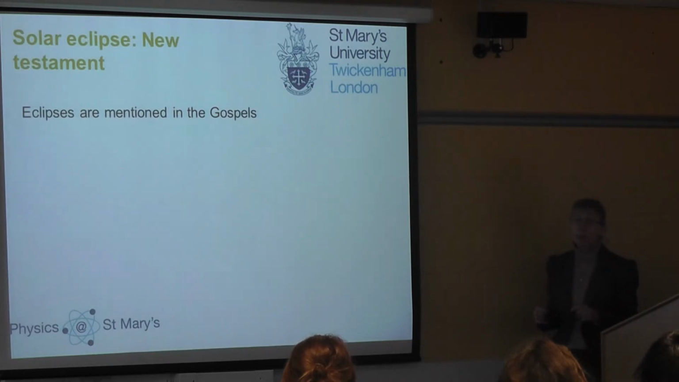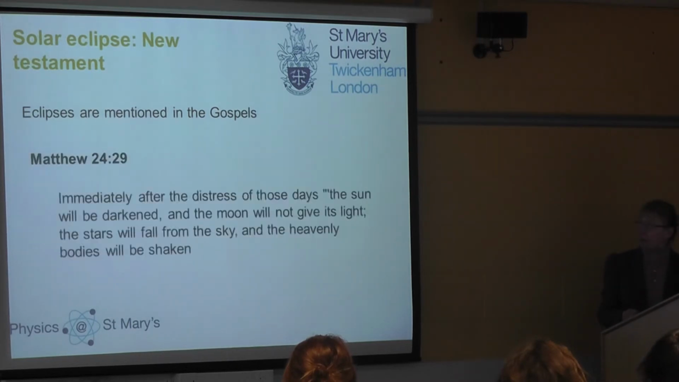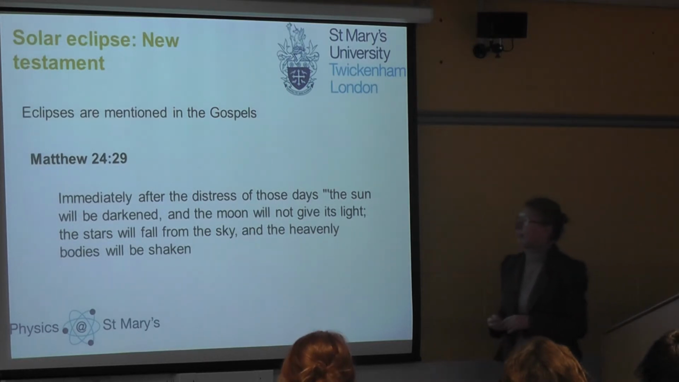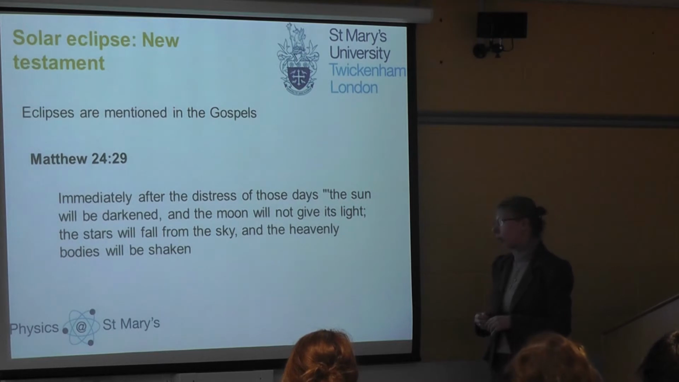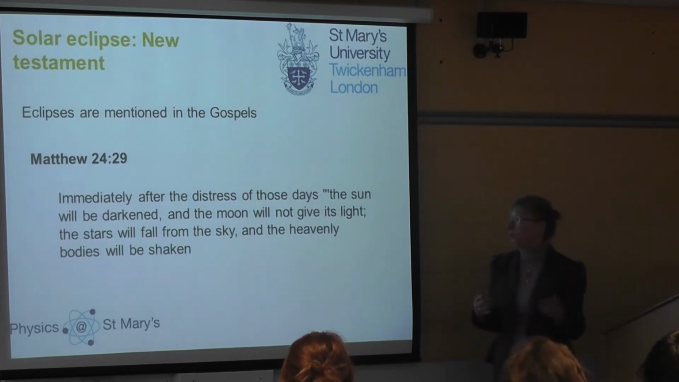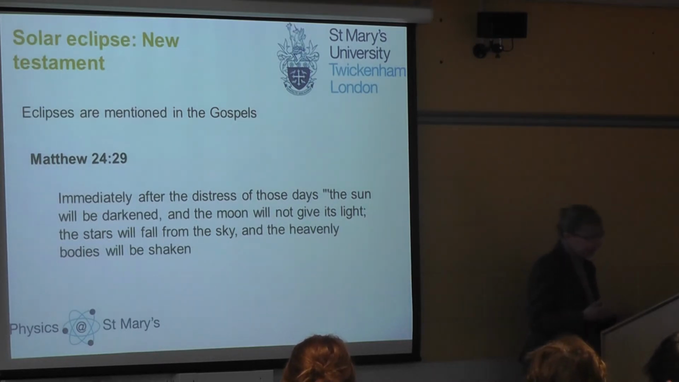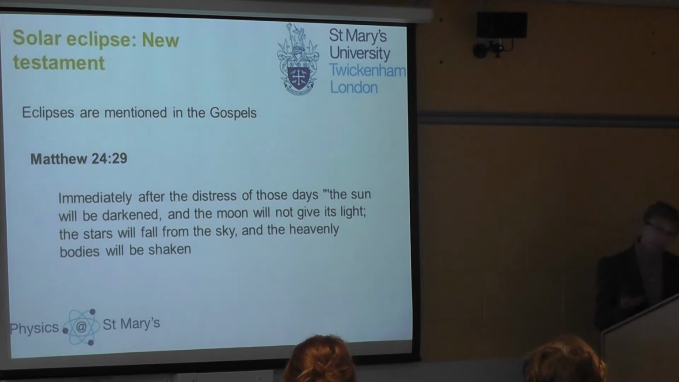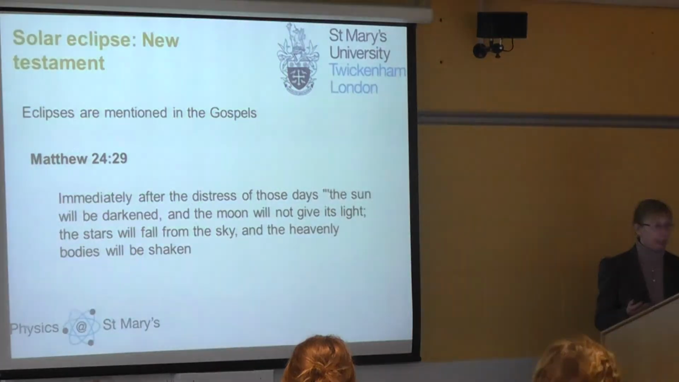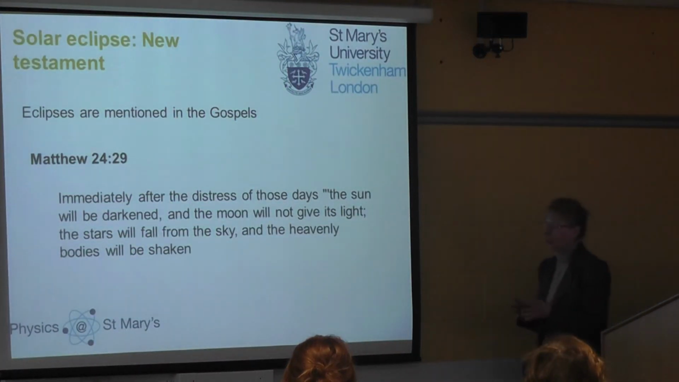Most of them are more lunar than solar. For example, in Matthew 24:29, "Immediately after the distress of those days, the sun will be darkened and the moon will not give its light." So again, the same description. "The stars will fall from the sky and the heavenly bodies will be shaken." So basically, this is almost the only description that we have of the solar one.